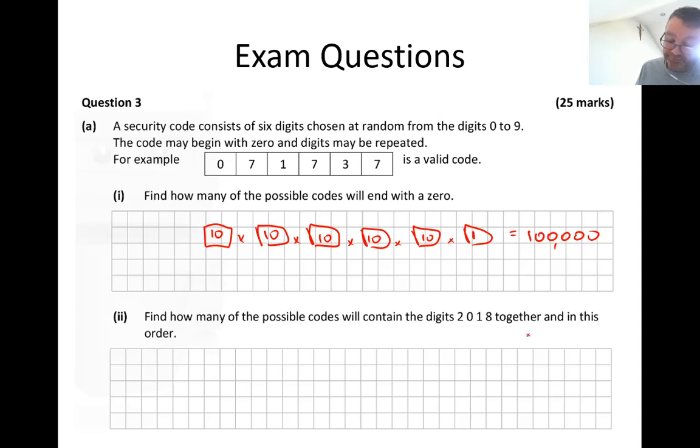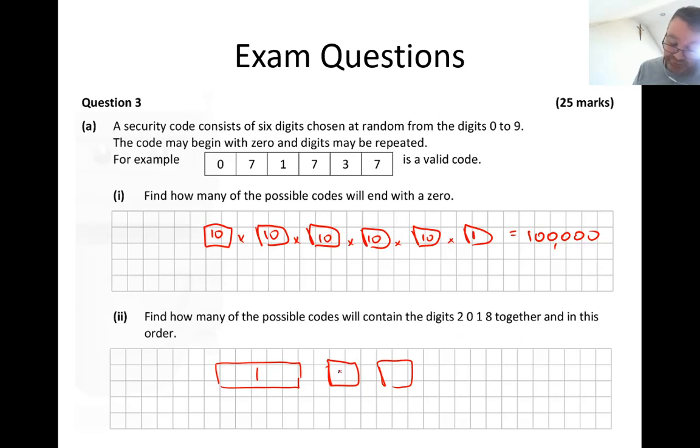Find how many of the possible codes will contain the digits 2018 together and in this order. Now you take the 2018 together. So therefore that's going to be 1, and it's not going to be 4 factorial because in that case we're not moving these around. So that's 1 space, so that's 4 digits gone. Then I have 7 places, 1, 2, 3, 4, 5, 6, 7. So there's only 2 spaces left. If the 2018 are in here, that's 1 place for them. What have we got left?